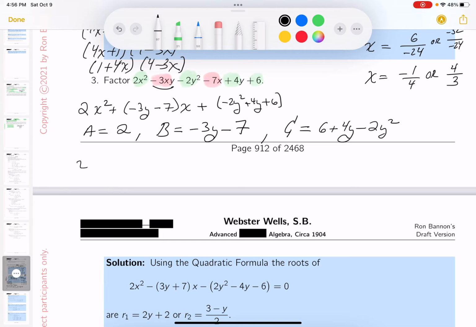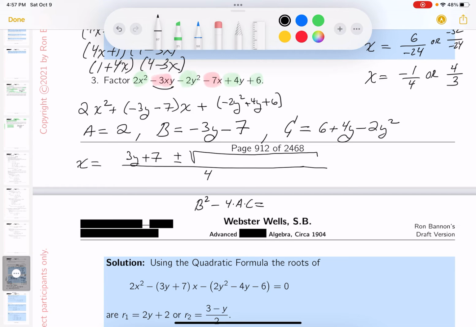The root x would equal, let's see, what goes in the bottom? Twice the a, which would be 4. Now I get to the top. It's the opposite of b, so that's 3y plus 7. Plus or minus, here comes the tough part. It's so tough, I'm going to write it on the side. So it's going to be b squared minus 4 times a times c.